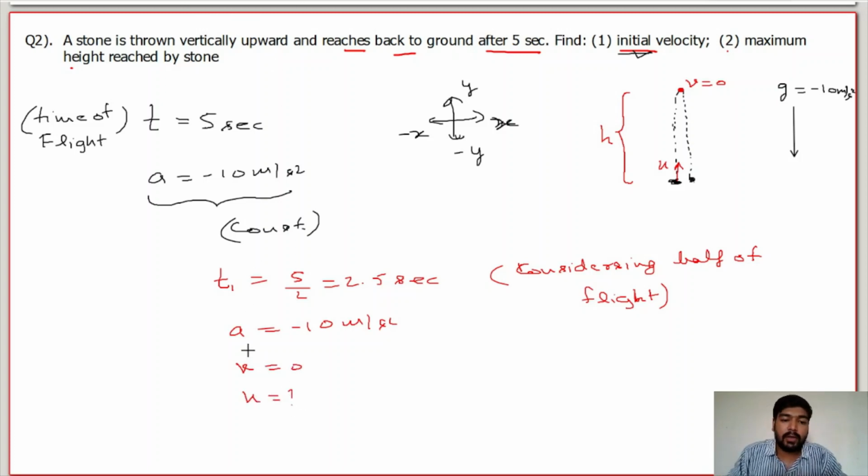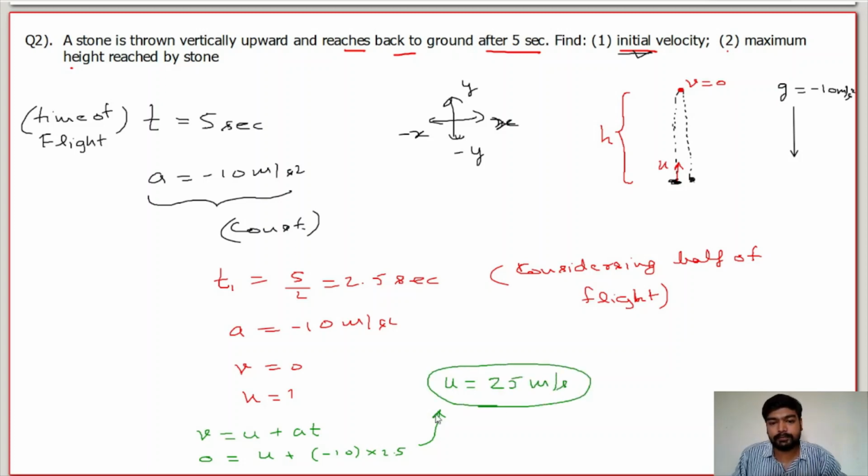According to the question, I have diverted the things, so we can easily apply the first equation of motion. That means v equals u plus at. V is 0, u we have to find, acceleration is given as minus 10, and time we know is 2.5. So we know easily that from here the velocity will become 25 meter per second. Clear? First part we have solved.